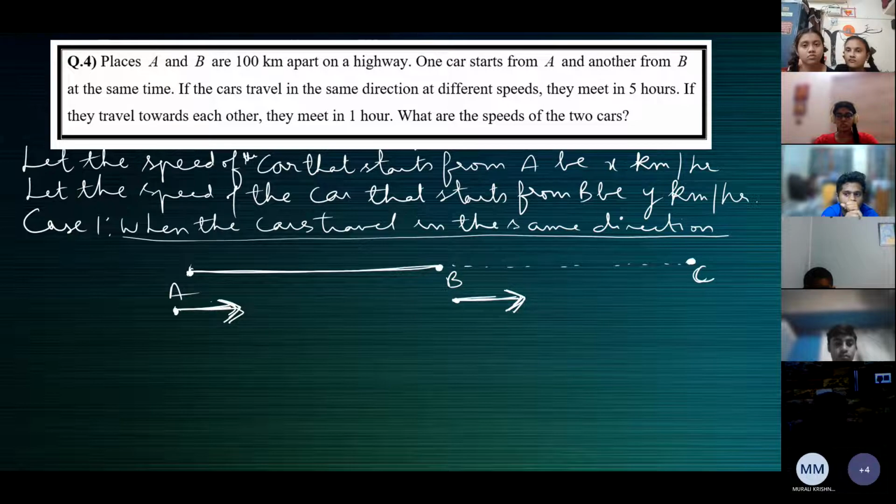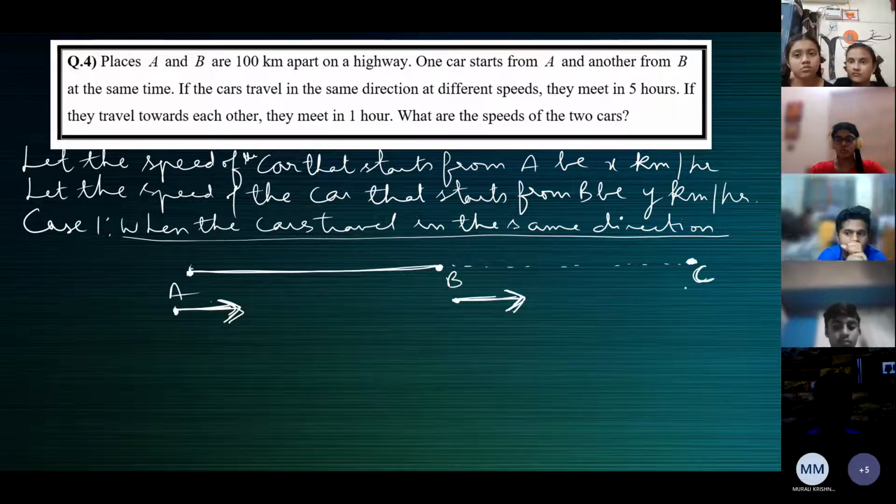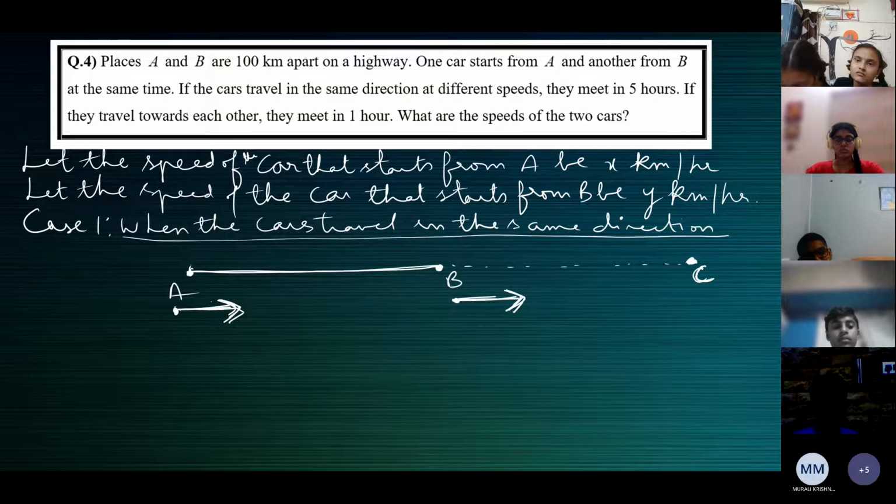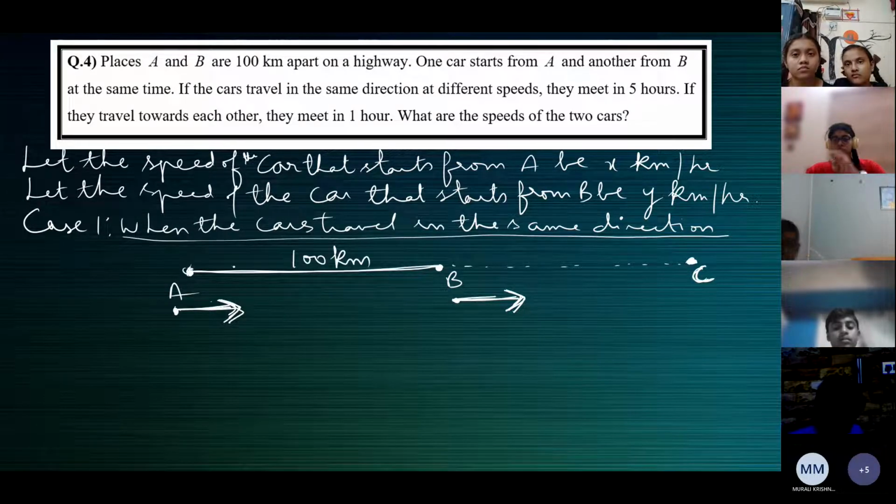See here, there is a point C. This is the point where the two cars meet. How do we know they meet? Because it's given that the two cars meet in 5 hours. So let's say they meet here. The car which starts from A has covered AC in 5 hours, and the car that starts from B has covered BC in 5 hours. And what is the distance between the two places? 100 kilometers. AB is 100 kilometers.